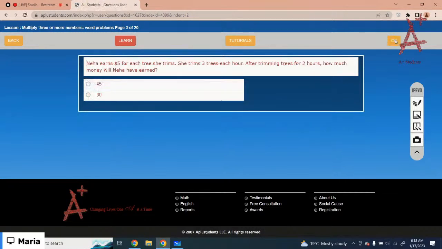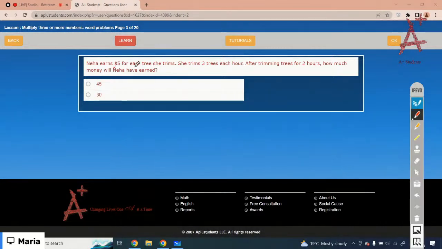Okay, the next one is Neha earns $5 for each tree she trims. She trims 3 trees each hour. After trimming trees for 2 hours, how much money will Neha have earned? Got it? So you have to multiply all the numbers. They are 5 times 3 times 2. So 5 times 3 is 15, and 15 times 2 is, yes, 30. Got it? So the correct option is 30.